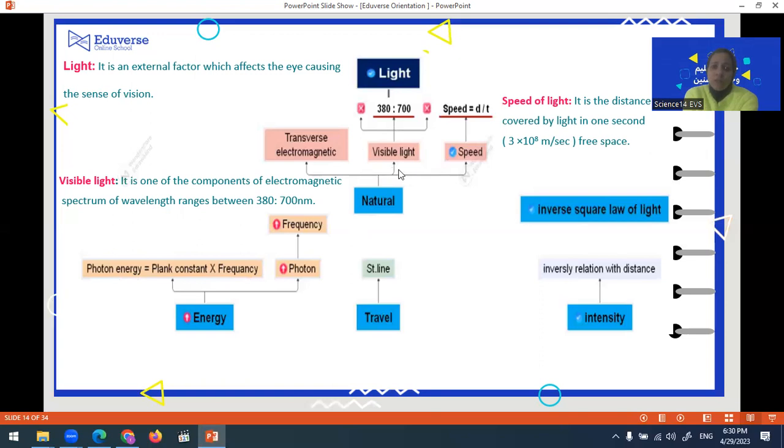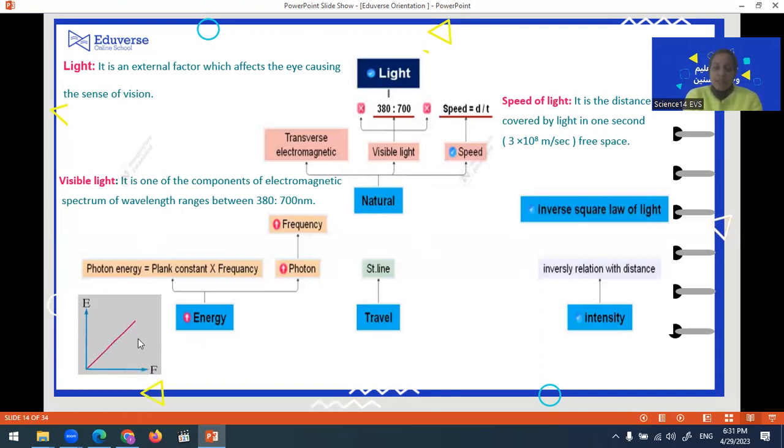Right. Let's now talk about the visible light, the light that we can see. It's one of the components of the electromagnetic spectrum. As we said, the light is transverse electromagnetic, and in the electromagnetic range we have, for example, the infrared, the ultraviolet, and the visible light. The visible light lies between 380 and 700 nanometers. The wavelengths will be from 380 to 700 nanometers inside the electromagnetic spectrum. Okay.